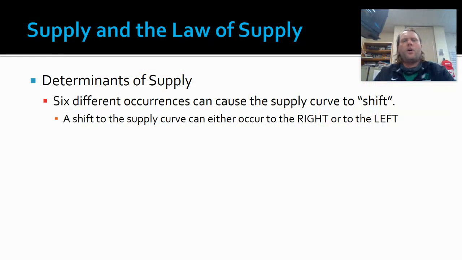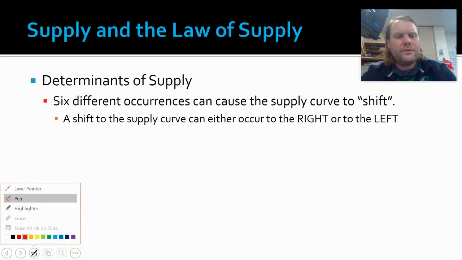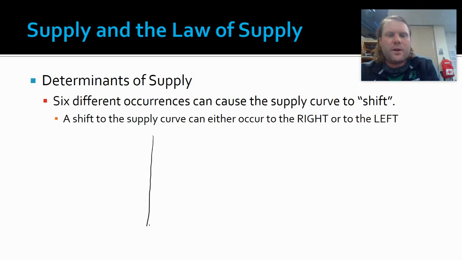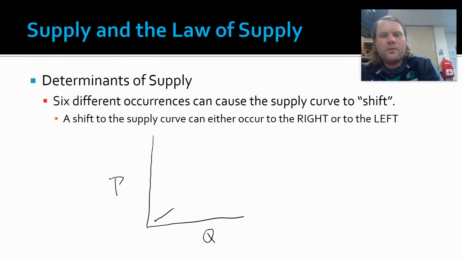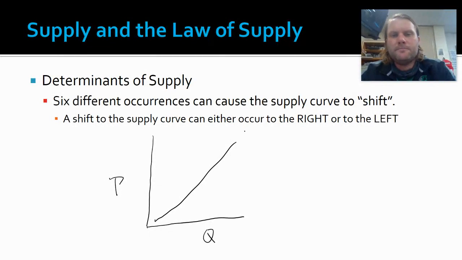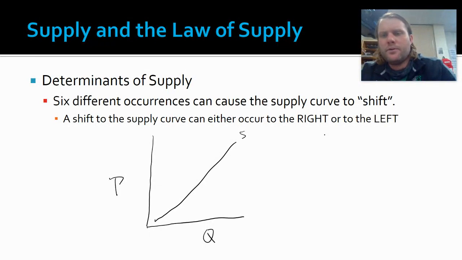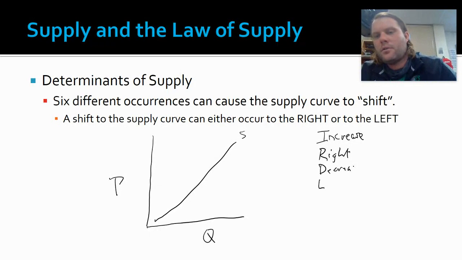So there are some things that cause our supply curve to shift. We're going to identify those before we start moving it around and saying why we're going to do that. I've got my price and quantity here, and my supply curve there. With demand, we talked about a little abbreviation help called ERDL. And just like with demand, supply's abbreviation is going to stand for increase, right, decrease, left.